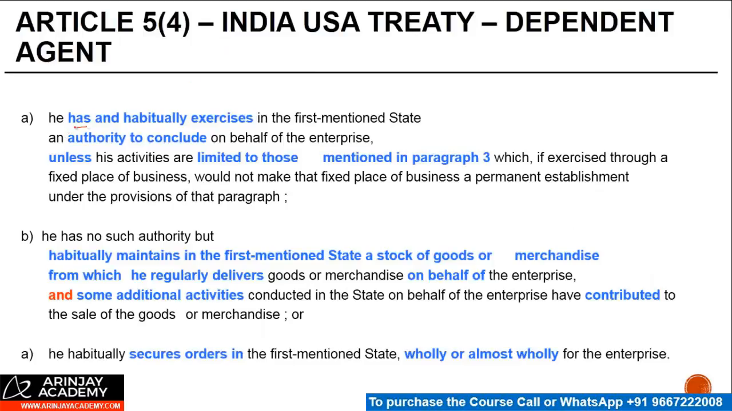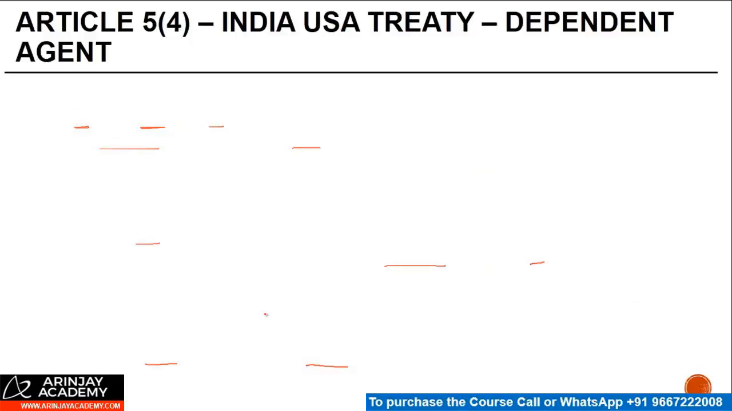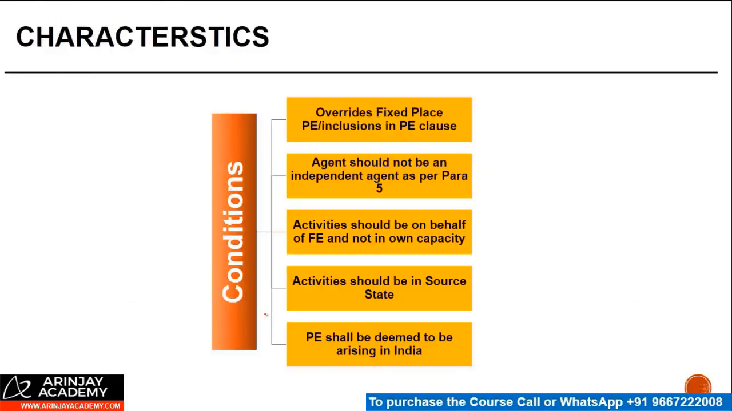He has and habitually exercises in the first mentioned state an authority to conclude contract on behalf of the enterprise. He has no such authority but habitually maintains in the first mentioned state a stock of goods or merchandise. He habitually secures orders in the first mentioned state. We will look at these three independently in detail, but first let's see what are the characteristics of the first few lines that we saw.